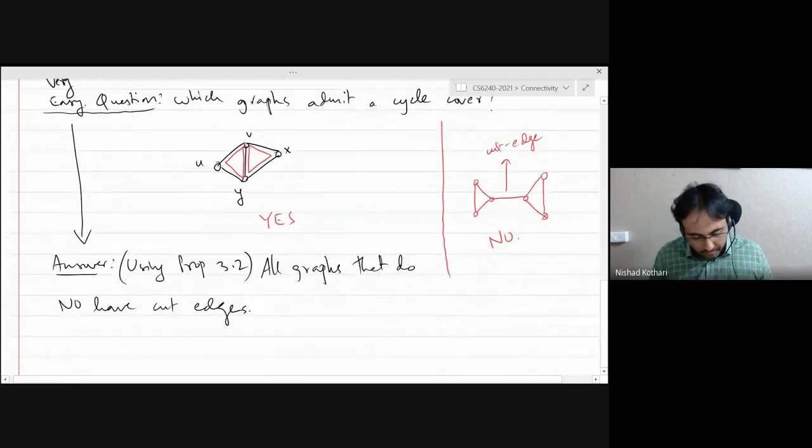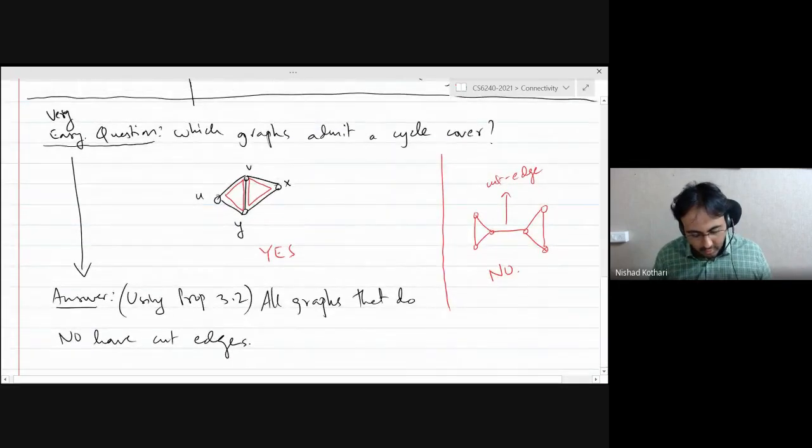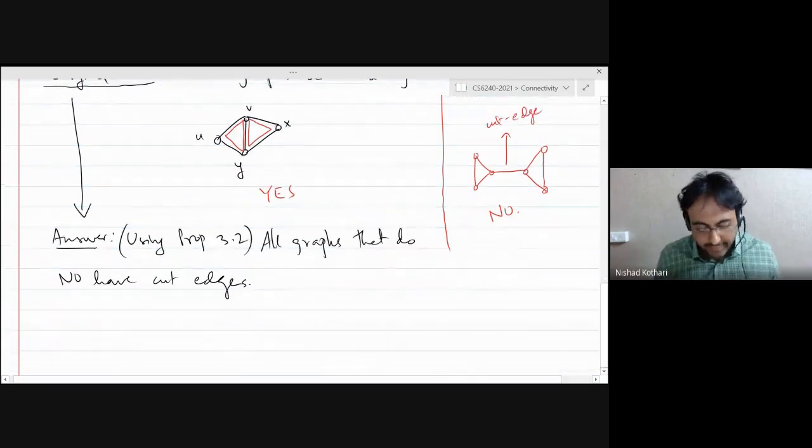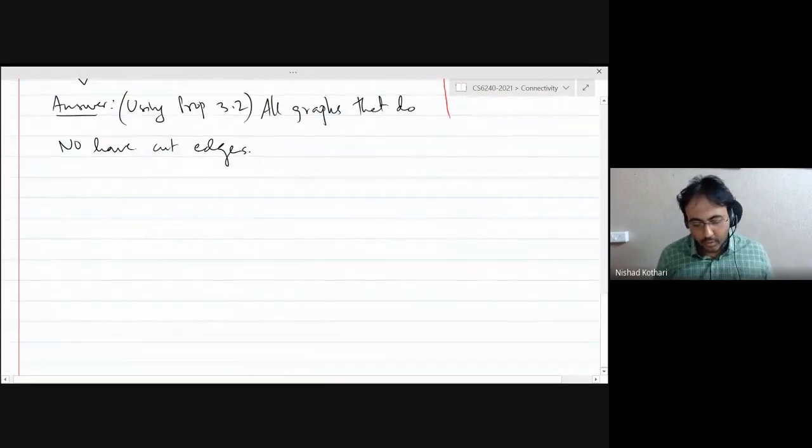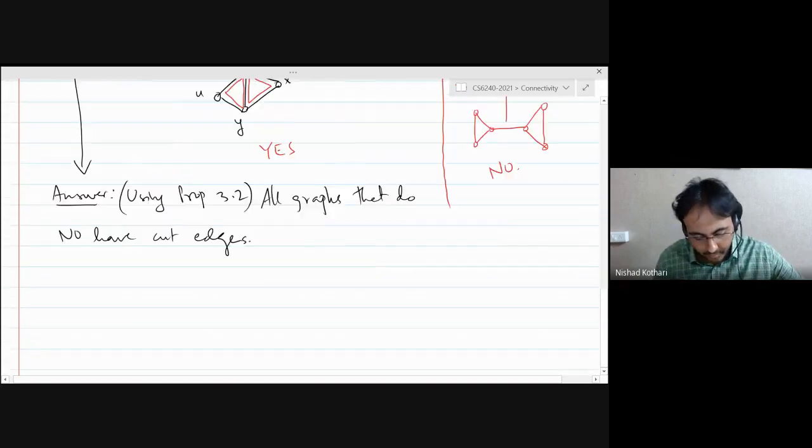So this question that we asked turned out to be too easy. So what if we put some more restrictions on our question? What if we ask for a cycle cover with some more restrictive properties? Of course, you can come up with all sorts of properties, but we are going to look at one very natural property that leads to one of the most important unsolved problems in graph theory.